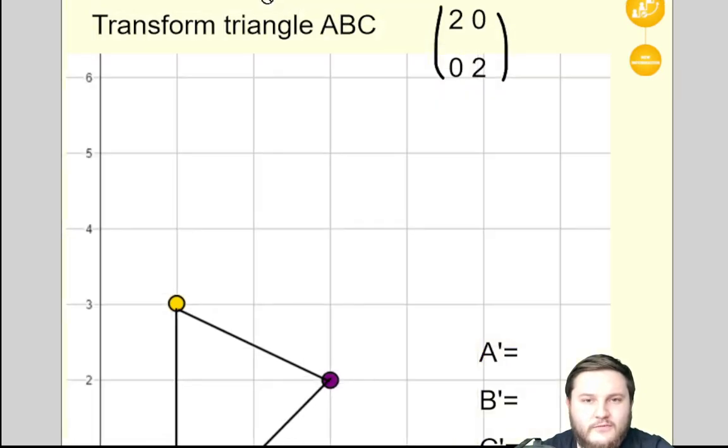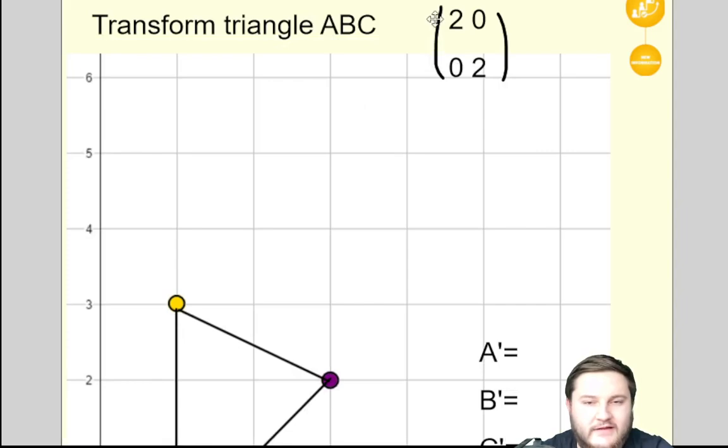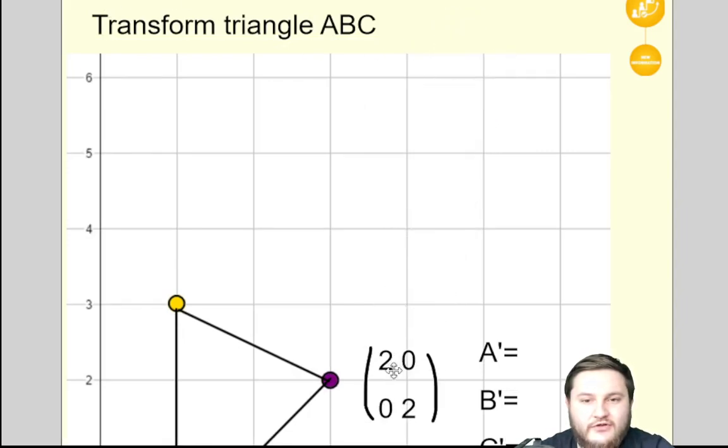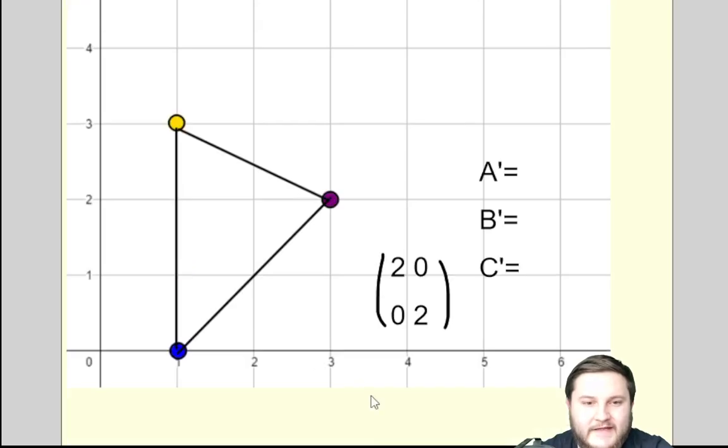Let me just move this. Ooh. I have totally moved the wrong thing there. Let me move my matrix down just so I can scroll down a little bit so you can see the whole triangle here. So I want to transform this whole triangle by the matrix 2, 0, 0, 2.